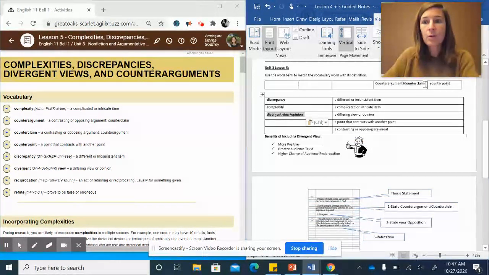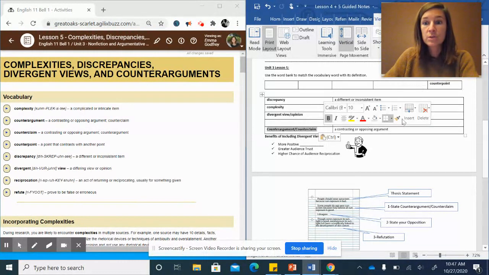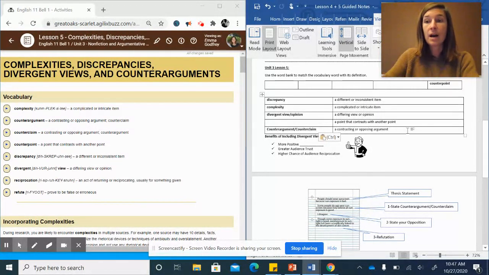Counter argument, counterclaim. I lump those together because they use them interchangeably here. It's the same thing, a contrasting or opposing argument. Ditto here. So you'll see those two words used to mean the same thing, counter argument, counterclaim, a contrasting or opposing argument. So that is the opposite side of your side in your paper.